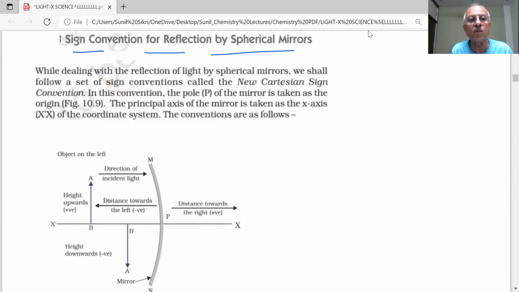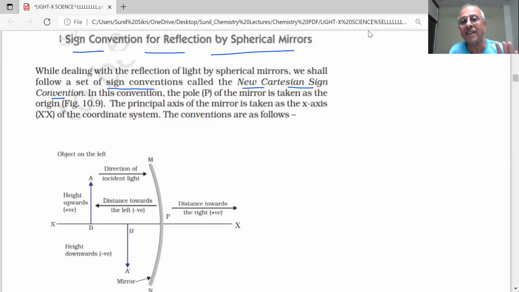You will find in the NCERT book that while dealing with reflection of light by spherical mirrors, we shall follow a set of sign conventions called the New Cartesian sign convention. This is important in solving questions about the position of the object and the position of the image, using the mirror formula. For example, if I have an object 5 centimeters in front of a mirror, what type of image will be formed and where? For solving such questions, it is necessary to use a sign convention.